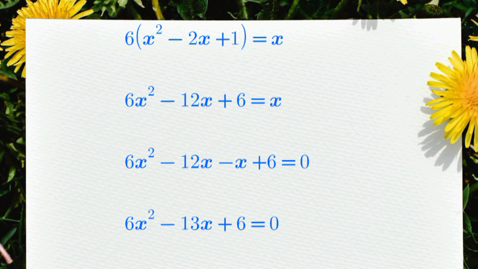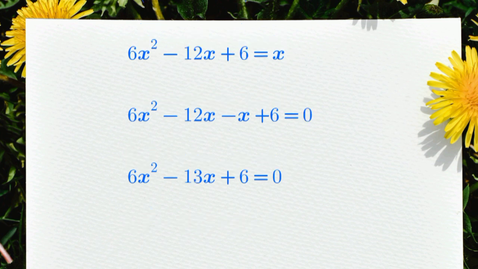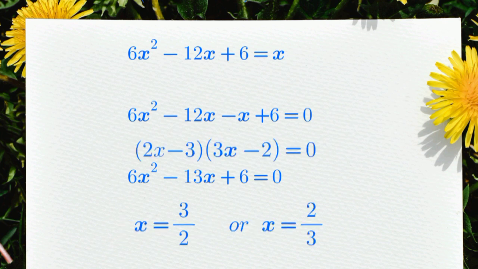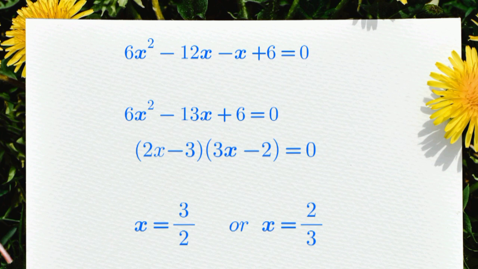Now obviously, to solve for x, we can write the equation on the left hand side as (2x minus 3)(3x minus 2) is equal to 0. So when we solve for x, we will have x is equal to 3 over 2, or x is equal to 2 over 3.